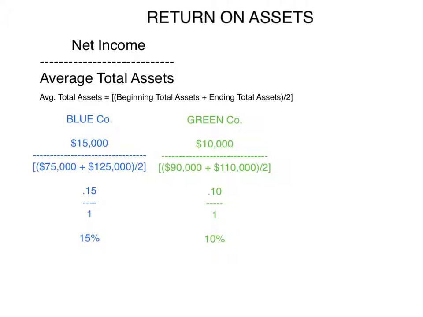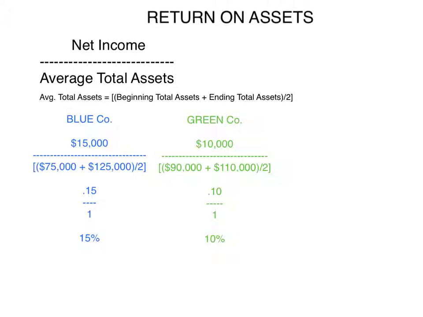But what do we do with our 0.15 or our 15%? We need to compare it to something to see how we feel about Blue Company's results. So let's say that Green Company is Blue Company's competitor. We would also want to calculate the return on assets for Green Company. Again, the net income for Green Company is $10,000, found on the income statement.